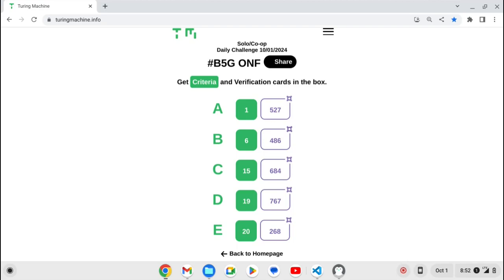Let's begin. Today's October 1st, 2024, and we're solving the Daily Turing Machine Puzzle. Today's puzzle uses the following 5 criteria cards: criteria card 1, 6, 15, 19, and 20. And the puzzle uses the purple verification cards. The code above is your way to get more information on today's puzzle by searching the code on turingmachine.info. Let's go solve.